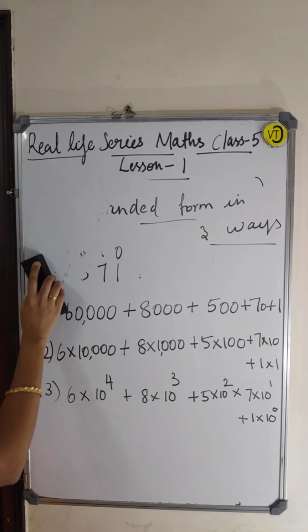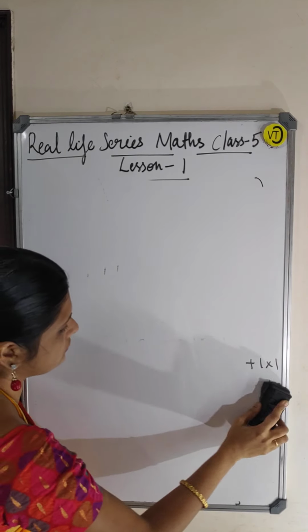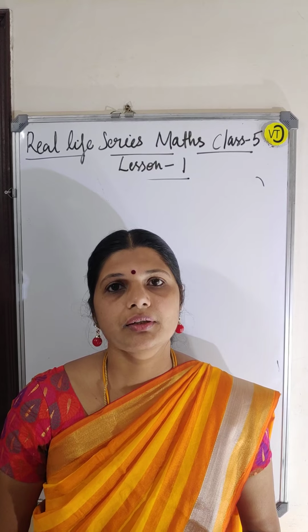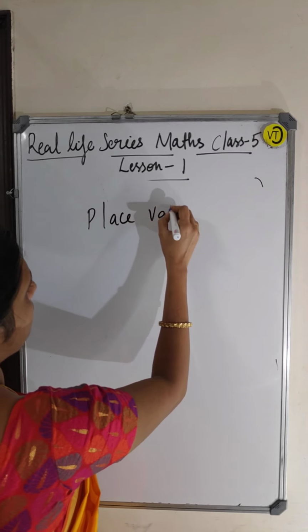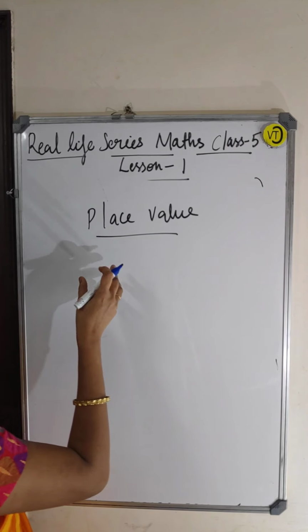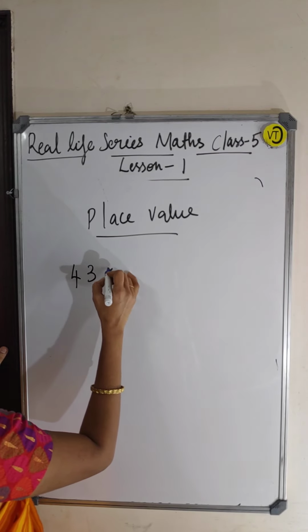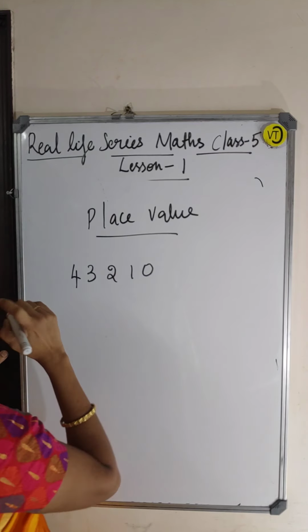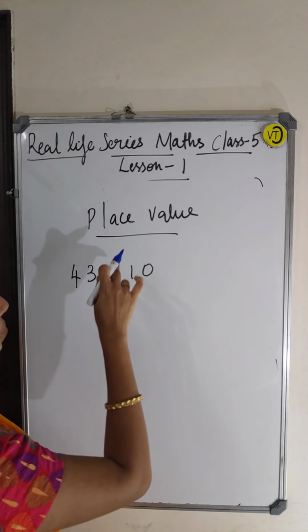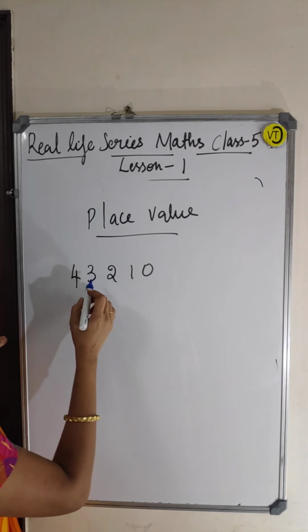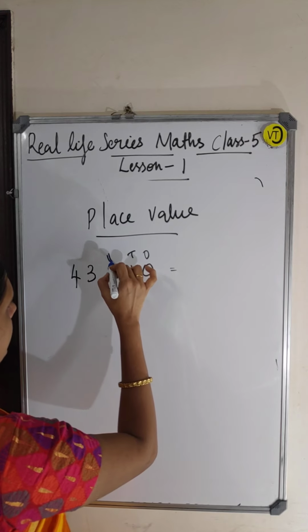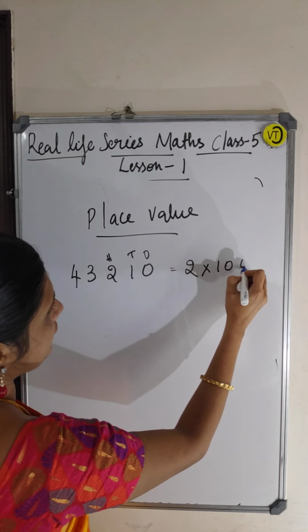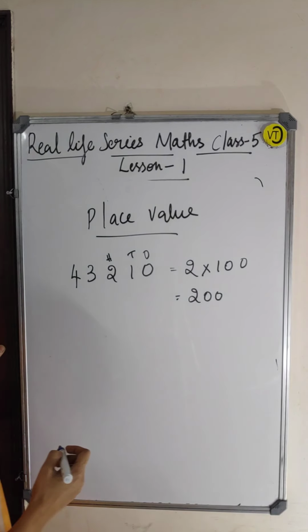The next thing is place value. Already you know place value. Place value means the value of that place. So 4, 3, 2, 1, 0 is there. What is the place value of 2 in this number? It is ones, tens, hundreds. This is 2 into 100. So 200 is your answer.